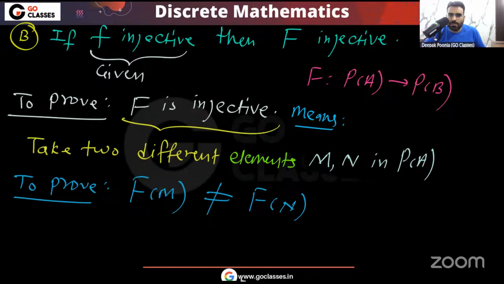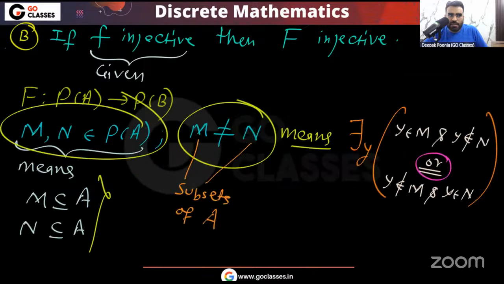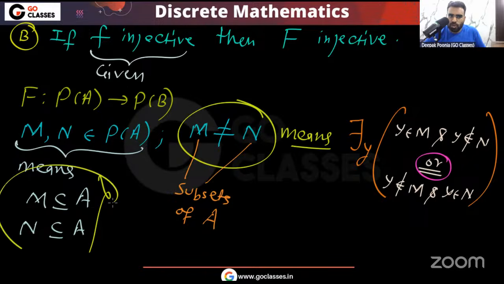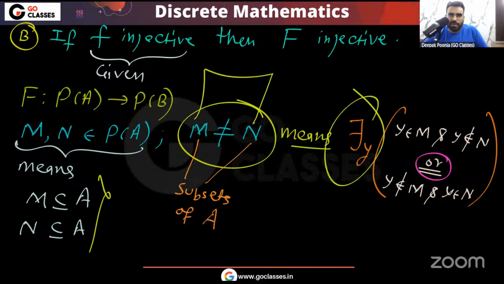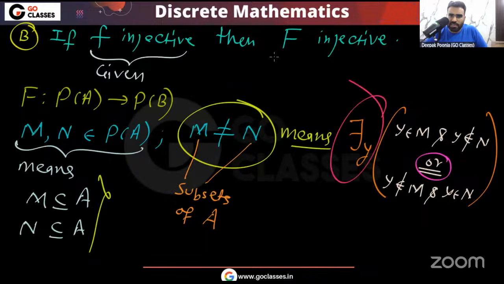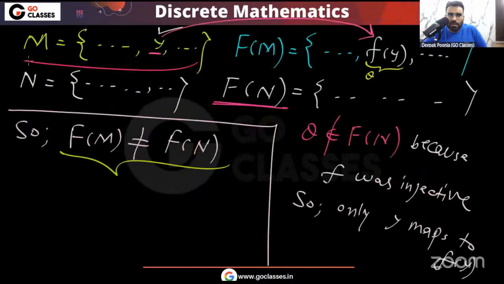Yes or no? Now you can see that M and N are different elements in the power set of A. Any element in the power set of A is a subset of A. So M and N are subsets of A, and they are different. If M and N are different, it means there is at least one element Y which belongs to one of them but not the other. Let's assume that this Y belongs to M and does not belong to N. So let's find the capital F image of M and N.